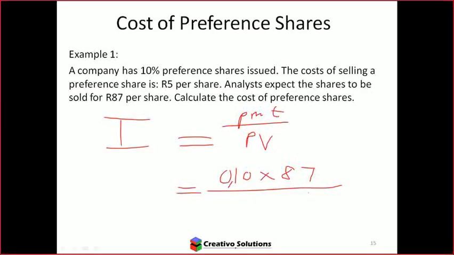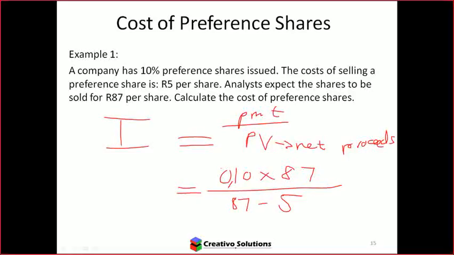Then we need to look at the cost of the pref share. What is the cost of selling the preference share? £5. So what are the net proceeds? The 87 minus 5. Yes. Good, and work that out quickly for us.